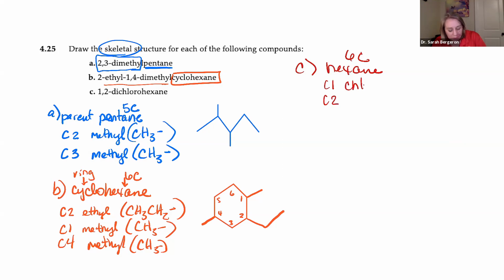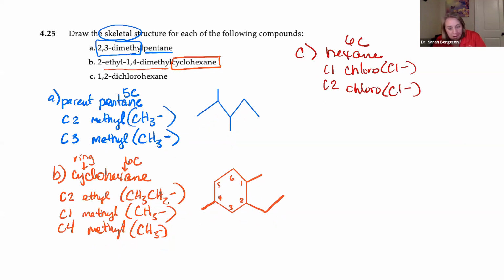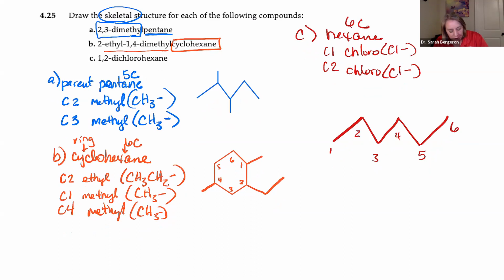I have chloro, C-H-L-O-R-O, and that just means I have a chlorine attached. It's not a negative sign, that is just a chlorine attached. So I'm going to start and make my 6 carbon chain. That's 1, 2, 3, 4, 5, 6. I like to number them. I can always go back and erase. So on carbon 1, I have a chlorine. Then on 2, I have a chlorine. And that's it. So I'm going to go in, erase my numbers, and I'm good to go.